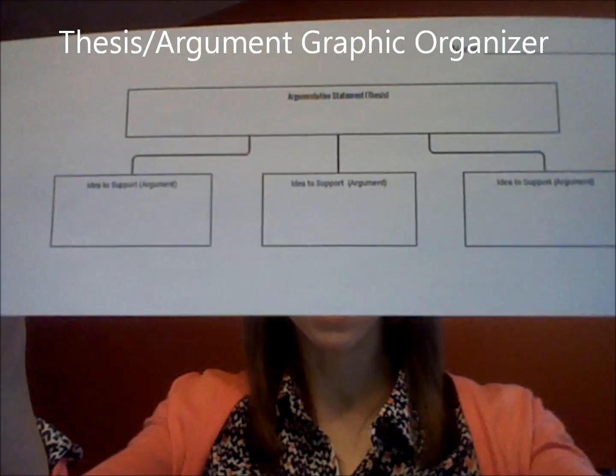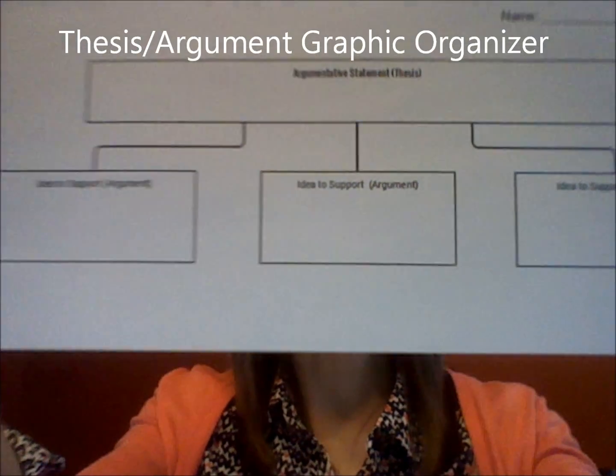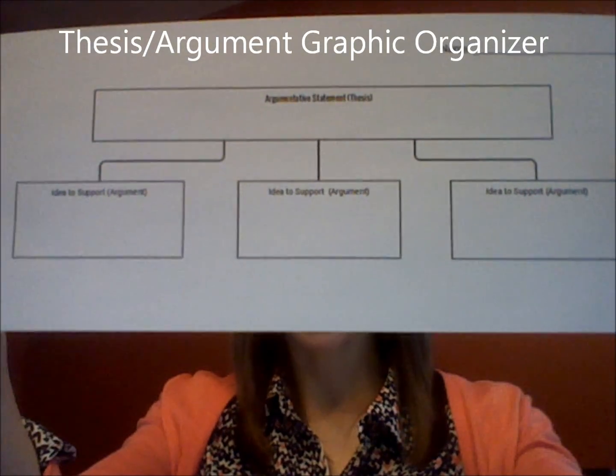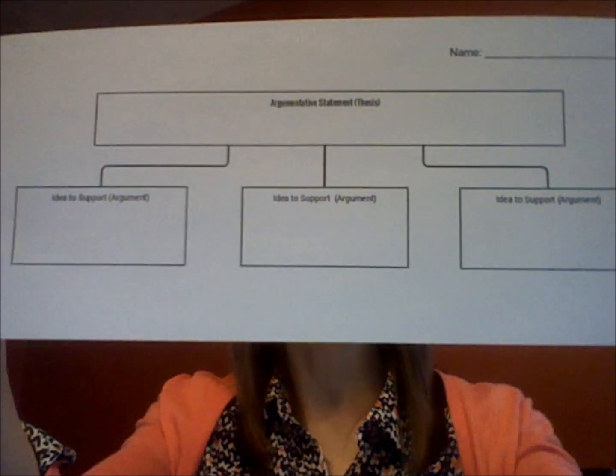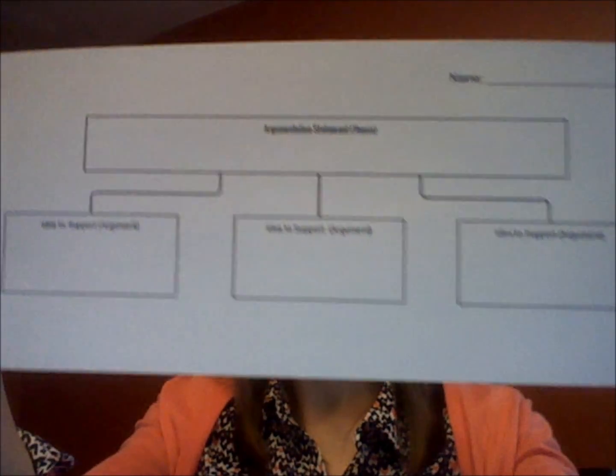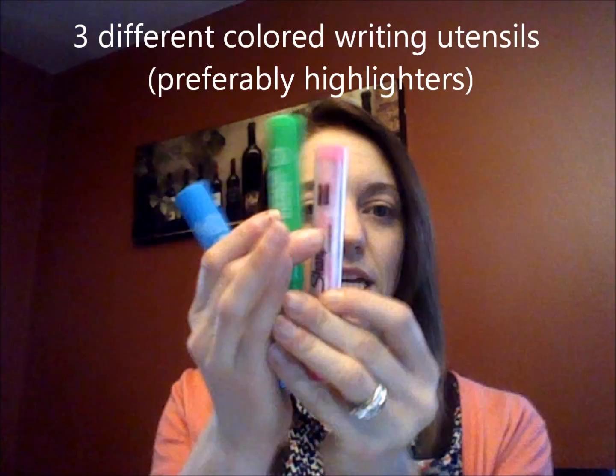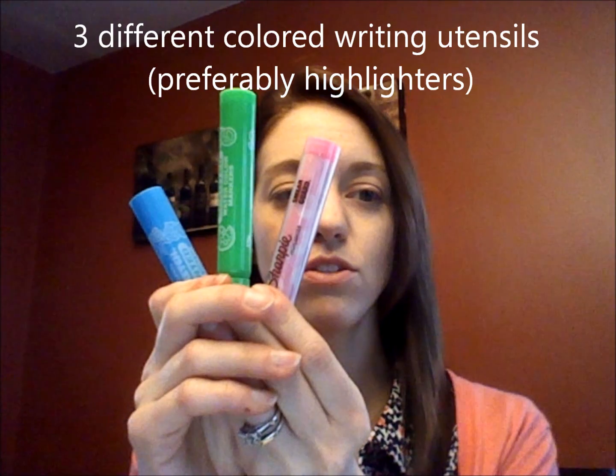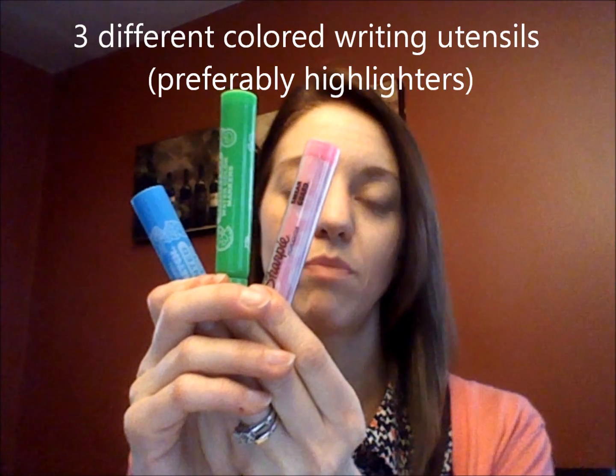The next thing you're going to need is this wonderful, fancy, fantastic chart, which has your thesis statement on it and your 2 to 3 arguments. The last thing that you're going to need, which is the most important, is 3 different colored highlighters or markers or pencils or pens. They have to be 3 colors, and I strongly suggest that you use the same 3 colors the entire time you are taking notes.